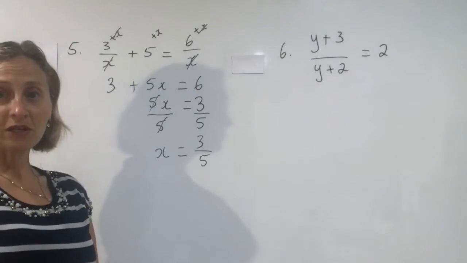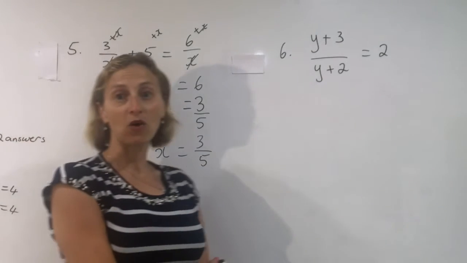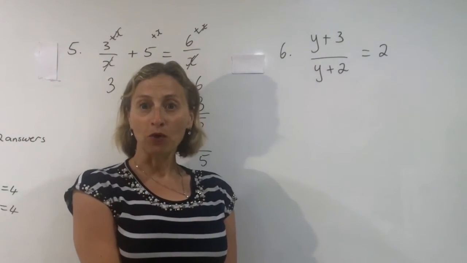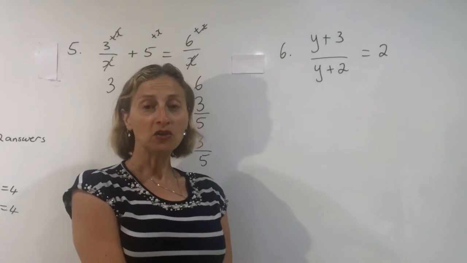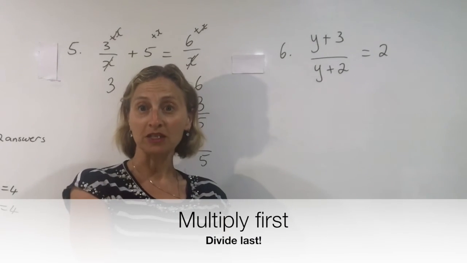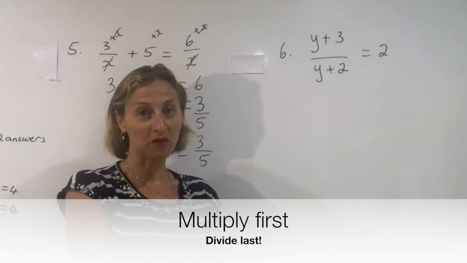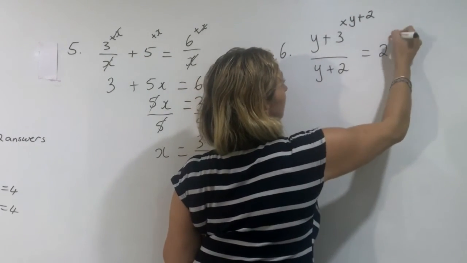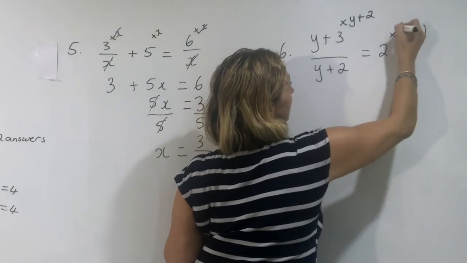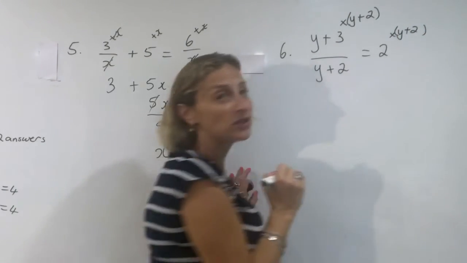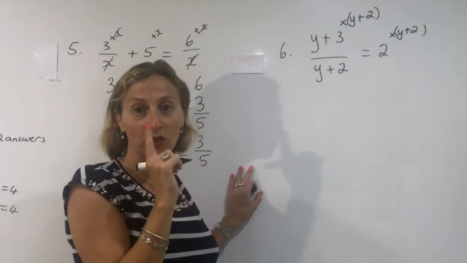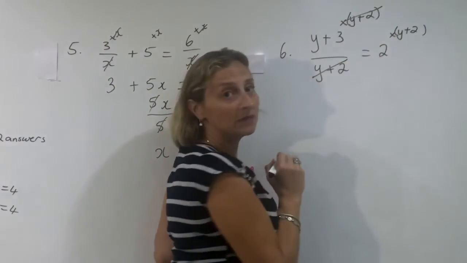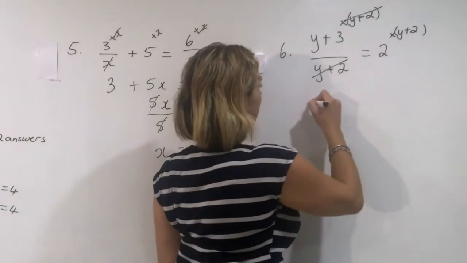This one looks different because it's got more than one thing on the bottom. But our rule says that we need to multiply by the denominator first. So we're not going to do anything different. It's just going to look more difficult. So we're going to multiply by y plus 2. And I think it's nice to put it in brackets so that we don't make a mistake, because there's more than one term, so we put it in brackets. They cancel. And then, of course, we write down what's left.